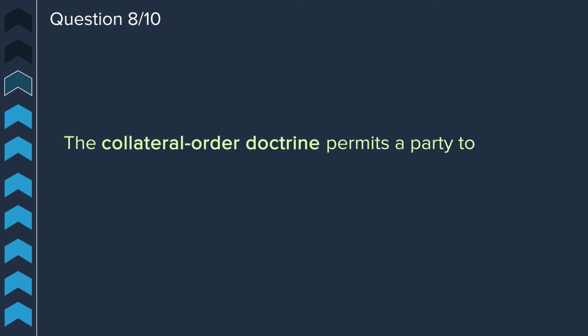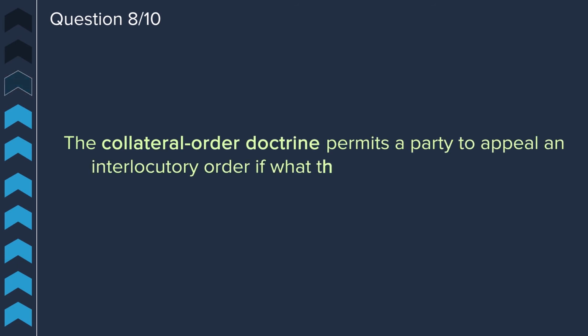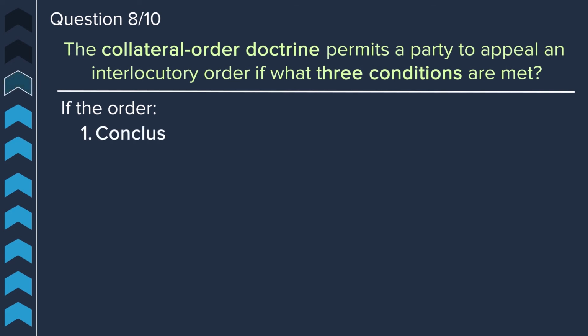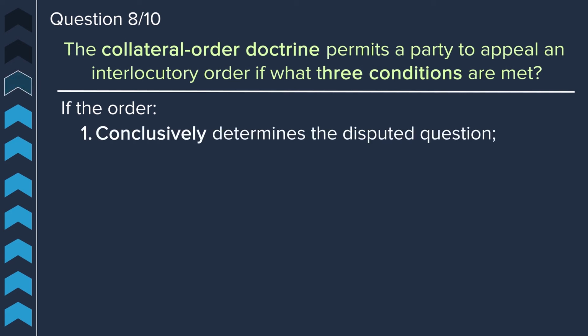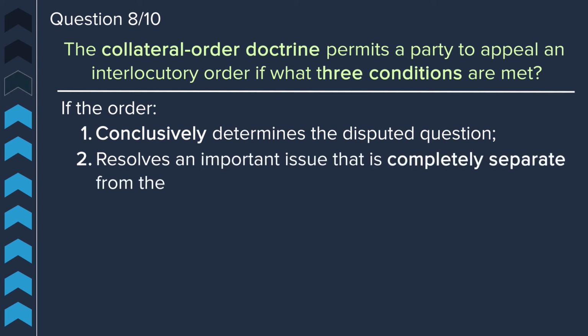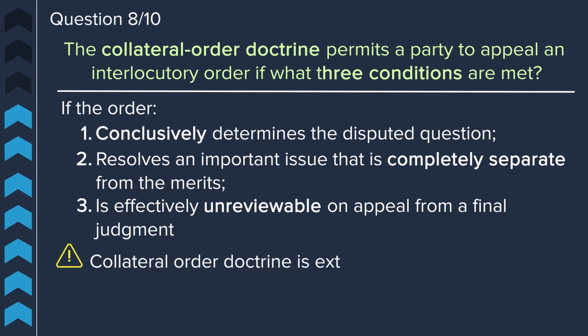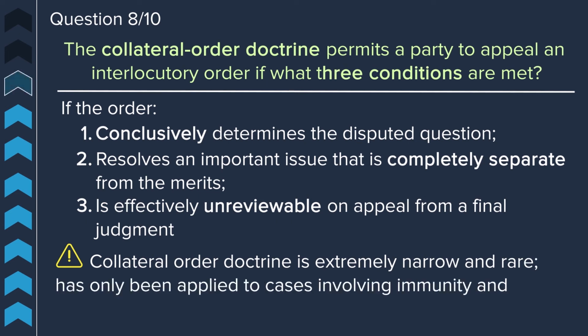Question 8. The collateral order doctrine permits a party to appeal an interlocutory order if what 3 conditions are met? If the order 1. conclusively determines the disputed question, 2. resolves an important issue that is completely separate from the merits, and 3. is effectively unreviewable on appeal from a final judgment. Now note, the collateral order doctrine is extremely narrow and rare, and has only been applied to cases involving immunity and double jeopardy.